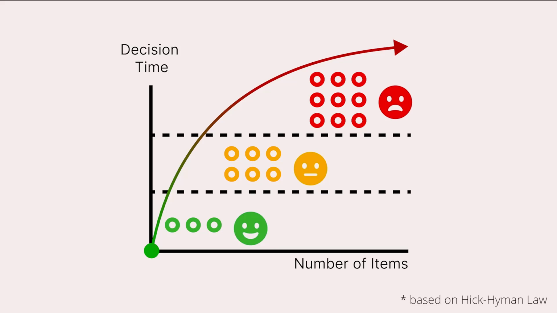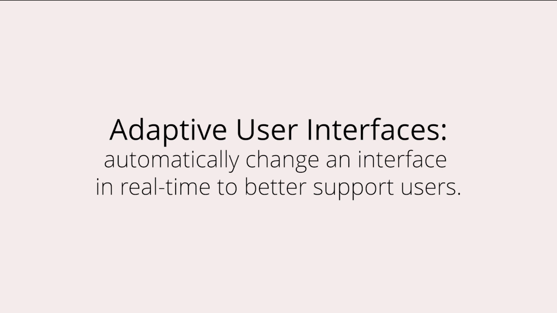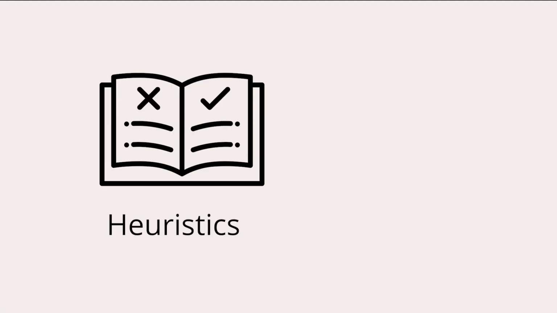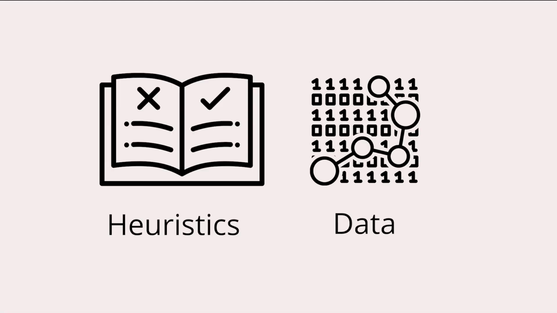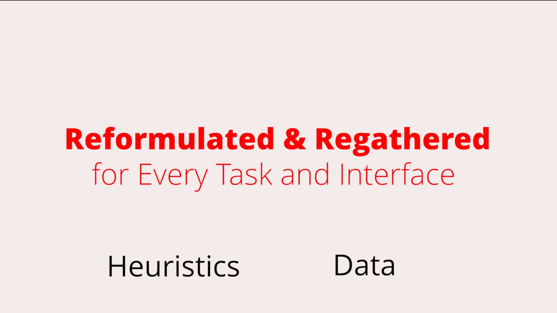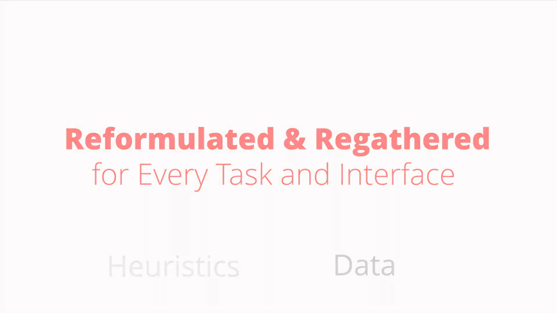interact with increases. The goal of adaptive user interfaces is to automatically change an interface in real time to better support users. Existing methods rely on handcrafted rules, or high-quality user data to map between user input and adaptation. However, handcrafted rules are tedious and error-prone, and high-quality user data is time-consuming and expensive to collect. Furthermore, this means that for every new user interface or task, even if the way we interact doesn't change, there's a need to gather new data or redesign the rules from scratch.